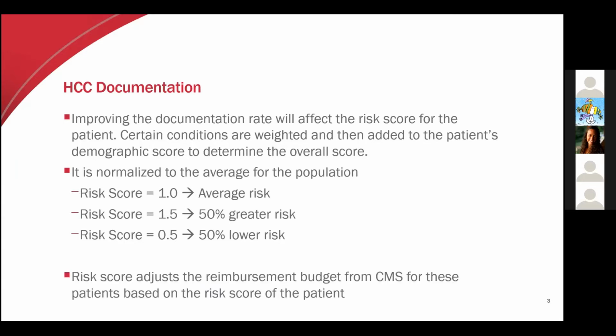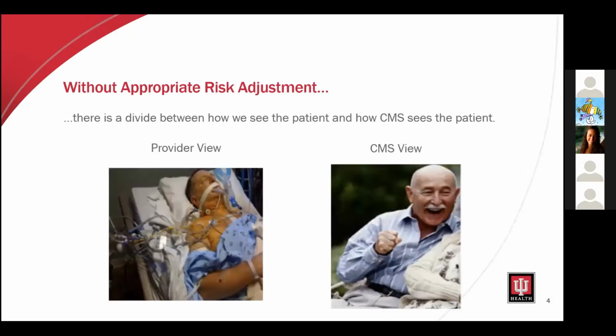Risk scores adjust the reimbursement budget that we get from CMS for these patients based on the risk score of the patient. Without appropriate risk adjustment, there's a divide between how we might see our patients and how CMS could see the patient. We might see this patient on the left who has a ton of utilization, is in and out of the hospital, and has a ton of comorbidities and chronic conditions. But if we're not accurately capturing those chronic conditions on an annual basis, CMS may view the patient as the patient on the right, who's a very healthy, active patient who doesn't have a ton of chronic conditions.